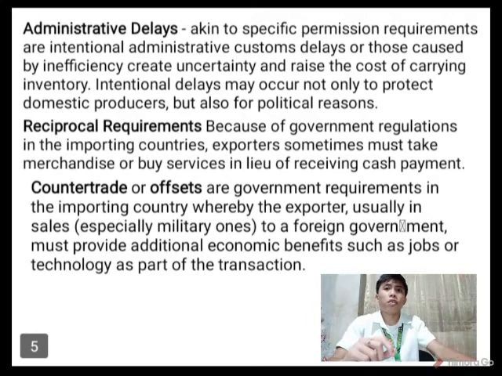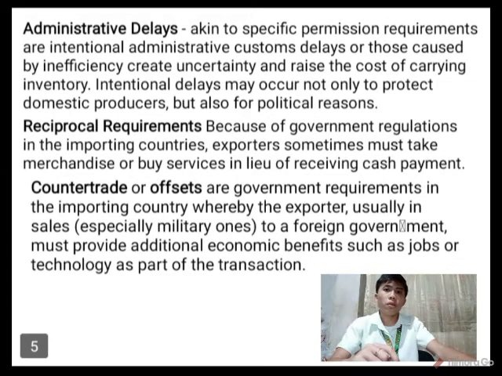And we have here administrative delays, akin to specific permission requirements. Intentional administrative customs delays, or those caused by inefficiency, create uncertainty and raise the cost of carrying inventory. These administrative delays, and also intentional delays, may occur not only to protect domestic producers but also for political reasons.